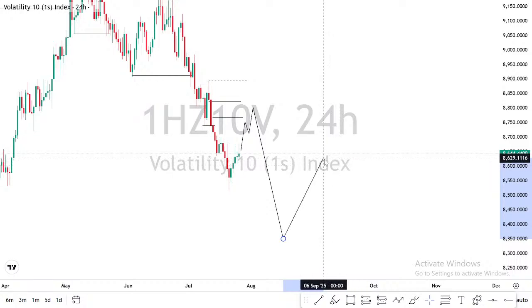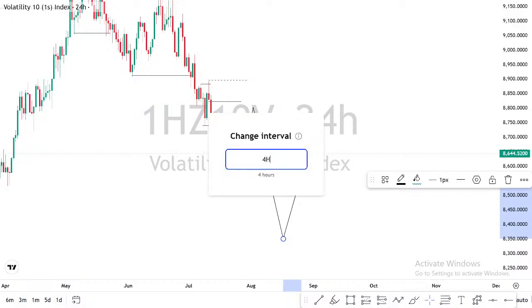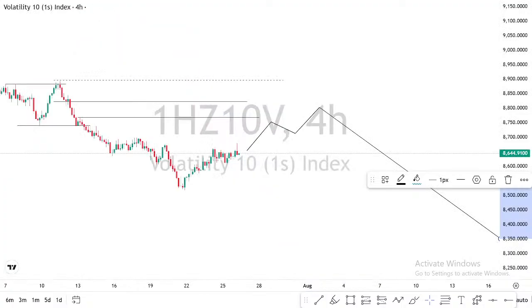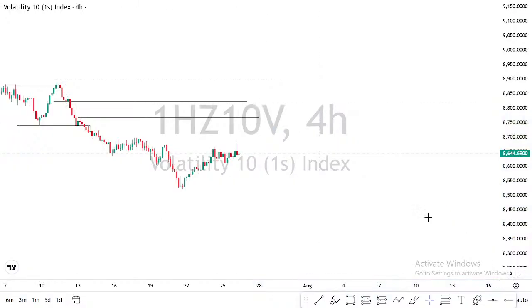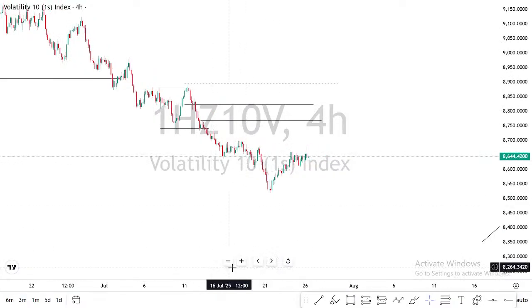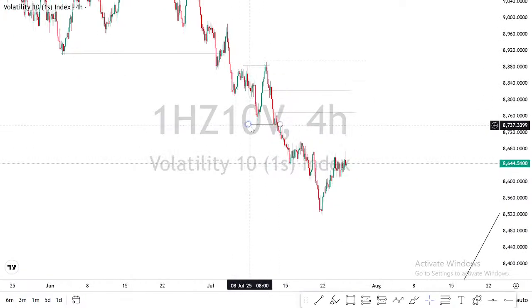Let's look at our 4 hours time frame and see where we can continue the movement. Alright, let's delete this, but we can see where I annotated. I marked those points out. So this is what I am currently looking at on volatility 101S. A minute, please. Let me arrange this.